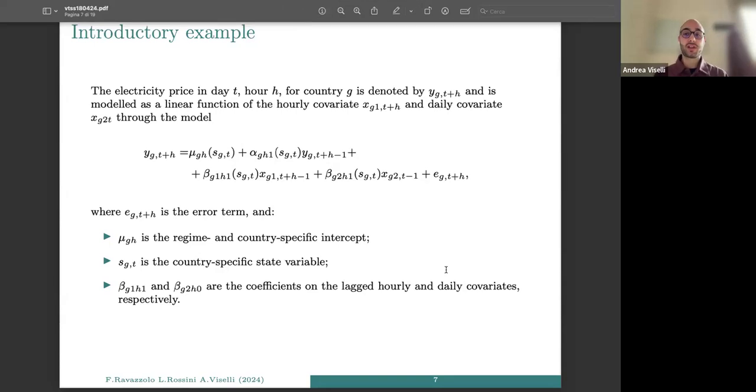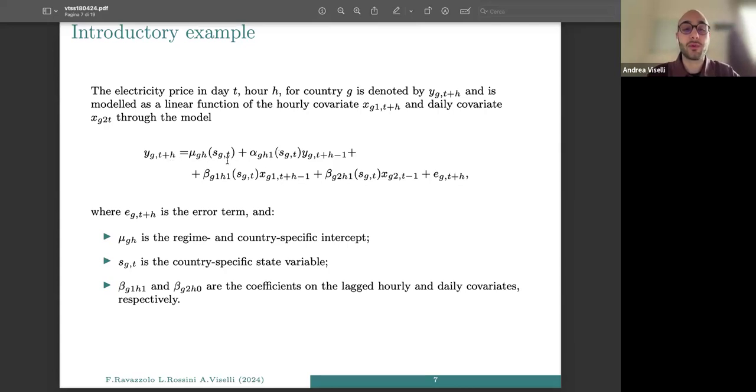And to introduce the example, I consider a very simple specification. In general, this model is very parameterized, so I just consider here a very simple example. So we have this linear model where the electricity price is denoted by Y. This is the electricity price for country g at time t plus h, where t is the day and h is the hour of the day. Then by x_g1,t+h, I denote an hourly covariate, and the daily covariate is denoted by x_g2,t.